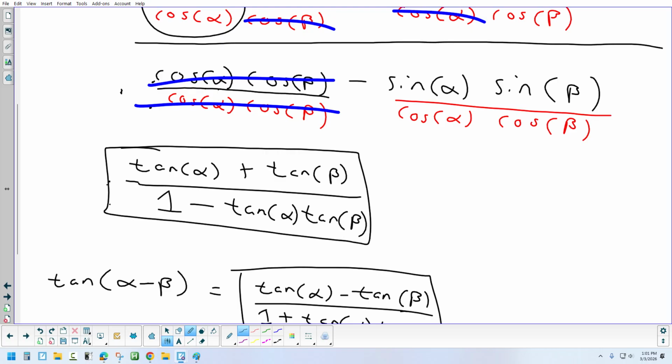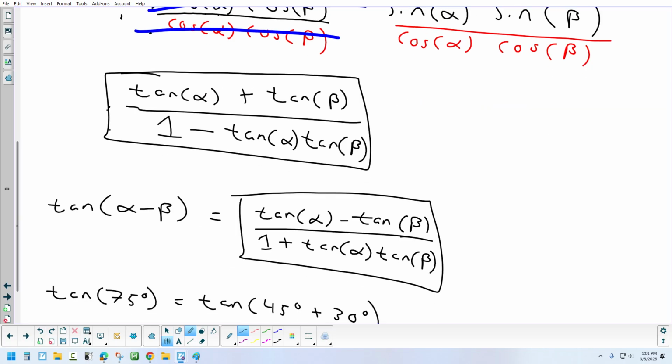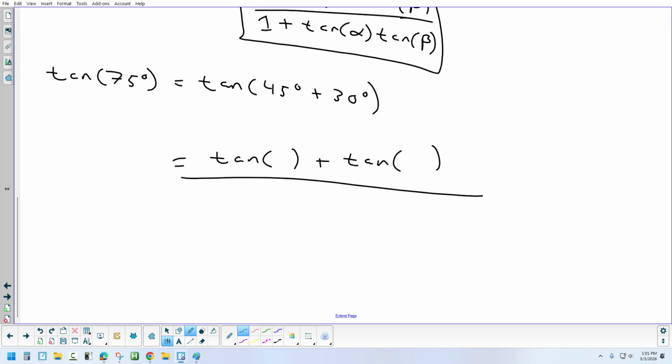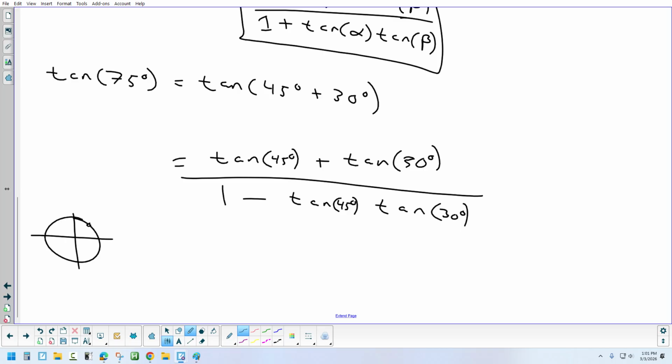The sum of the tangents over 1 minus the product. So that's the sum of the tangents over 1 minus the product. And you fill in your angles first, second, 45, 30, 45, 30. Okay. Let's start with tangent of 45.